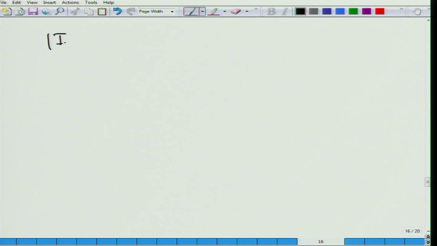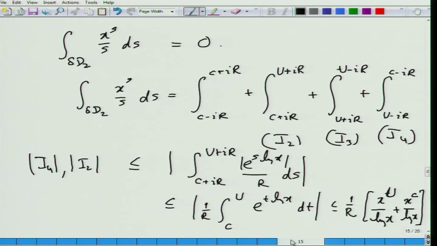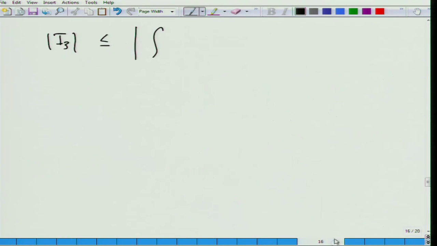And what about I 3? I 3 is u plus I r to u minus I r.